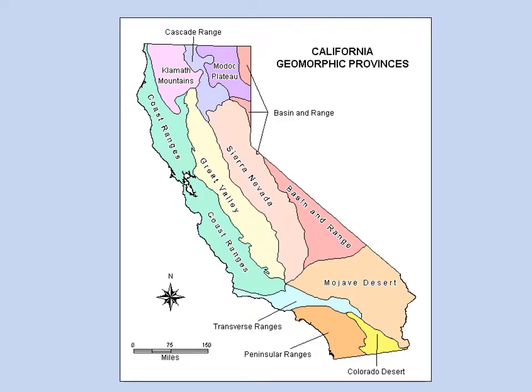So again, we're going to work our way across the state looking at the different provinces. We'll start with the Great Valley, which is basically defined as the area from about Redding all the way through Sacramento, the Delta area, all the way down to around Bakersfield until we start coming up over the Tehachapi Mountains down into the LA basin.